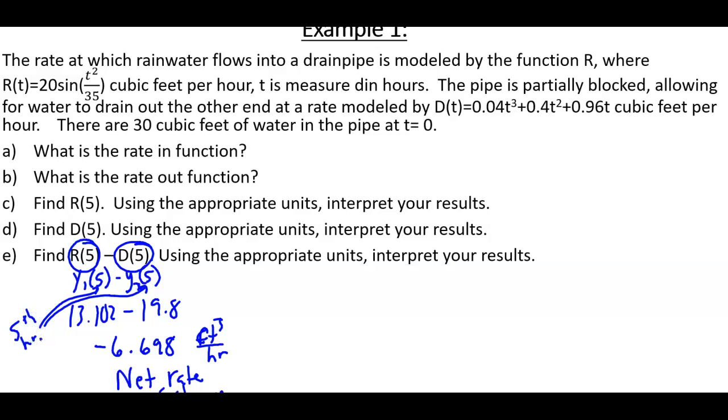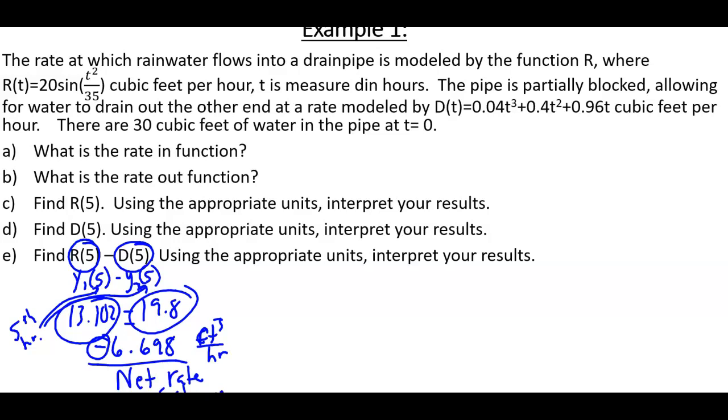But what does this mean? Well, this is the rate overall at which the amount of water in the tube is changing. Yes, water is coming into the pipe, but it seems to be leaving the pipe at a greater rate than it's coming in, leaving us with an overall rate where the amount of water in the pipe is decreasing at a rate of 6.698 because the rate out is greater than the rate in.